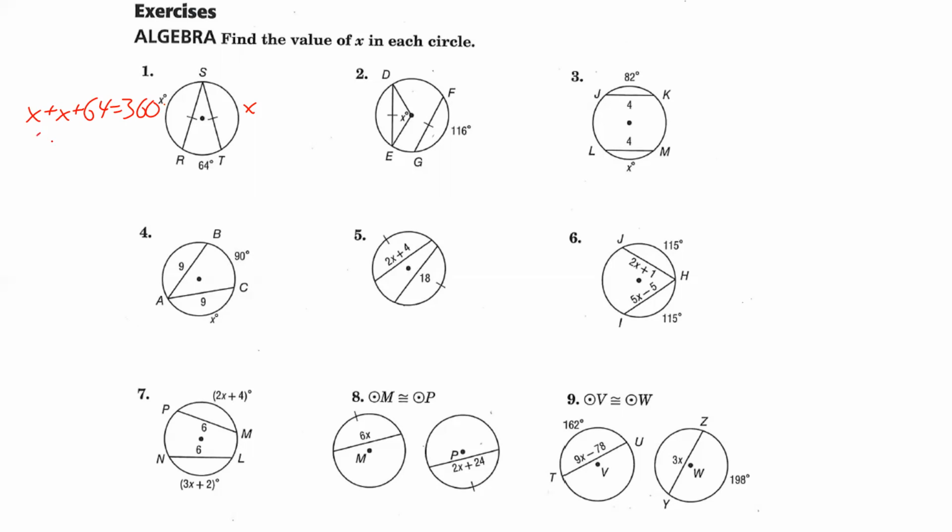So that's 2x plus 64 equals 360. Bring the 64 over. That's 296. Divide by 2, and x is 148.